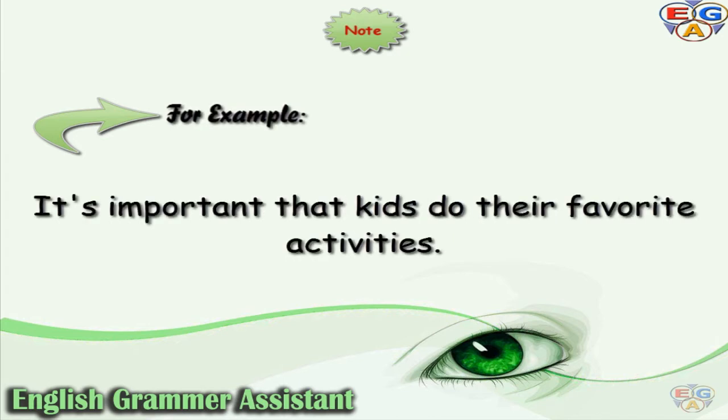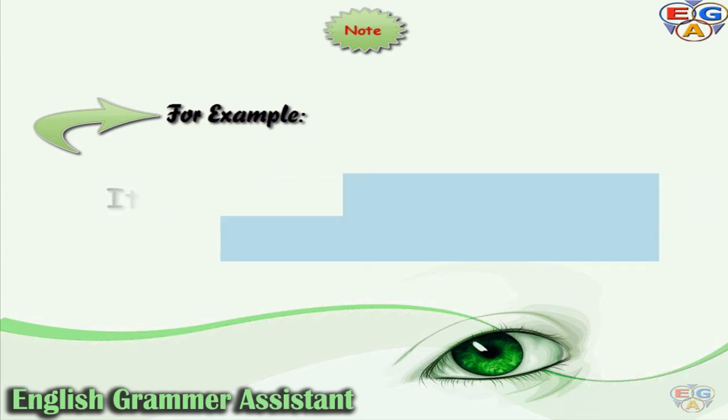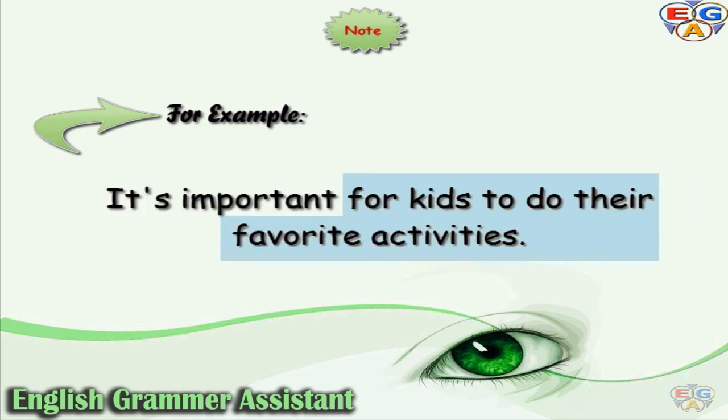Another example. It's important that kids do their favorite activities. The noun clause in this sentence acts as a complement of the adjective, important. The reduced form of this sentence is, it's important for kids to do their favorite activities. Note in this sentence we didn't eliminate the subject, kids. Instead we added the preposition, for, before it because it's going to be mysterious who does the activities, if we don't do so.